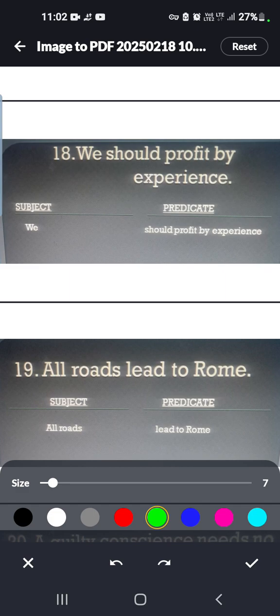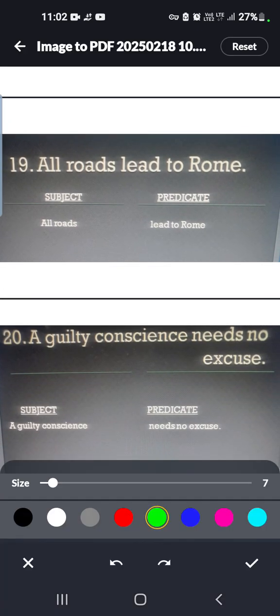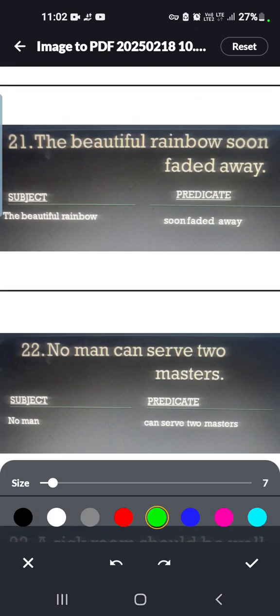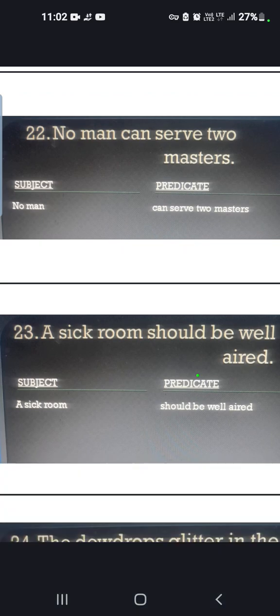Number 18th: we should profit by experience. We subject, should profit by experience predicate. Number 19th: all roads lead to Rome. All roads subject, lead to Rome predicate. Number 20: a guilty conscience needs no excuse. A guilty conscience is the subject, needs no excuse is the predicate of the sentence. Number 21: the beautiful rainbow soon faded away. The beautiful rainbow subject, soon faded away is the predicate. Number 22nd: no man can serve two masters. No man subject, can serve two masters is the predicate.